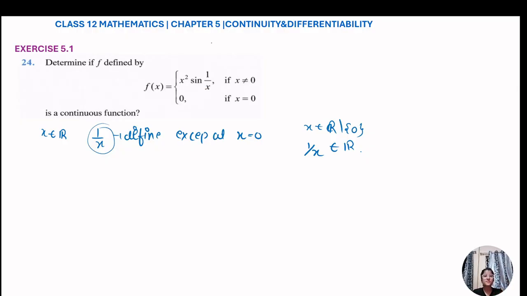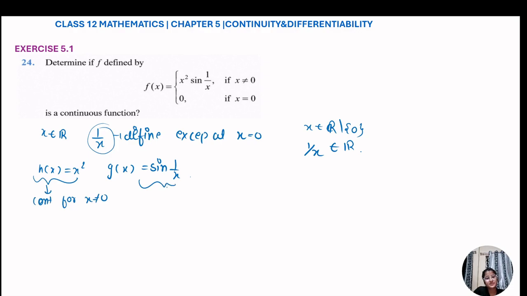Now whenever your function comes from the sum of two functions, product of two functions, or maybe division of two functions, you can use the algebra of limits directly. So by using the algebra of limits, take h of x as x square and g of x as sine 1 by x. Now we know that h is continuous because it is a polynomial, and g is continuous for any x not equal to 0.